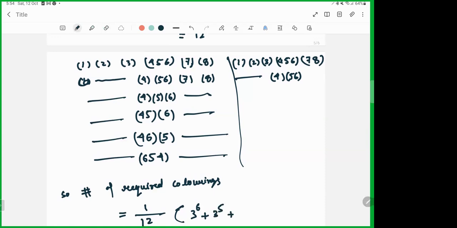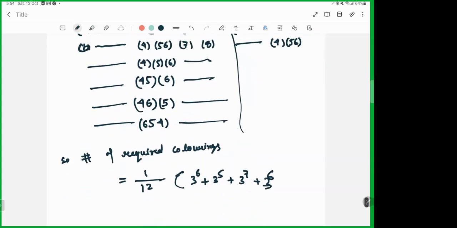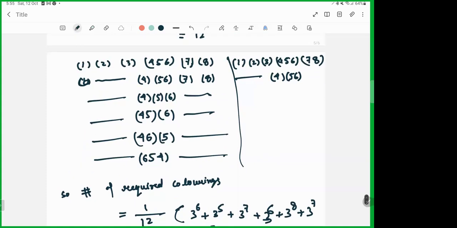So then in the second one, we have 7 permutations. So 3 to the power 7 plus 3 to the power 6, then 3 to the power 8 plus 3 to the power 7, then next we have 3 to the power 7, 3 to the power 6, then 3 to the power 6 plus, did I miss something?